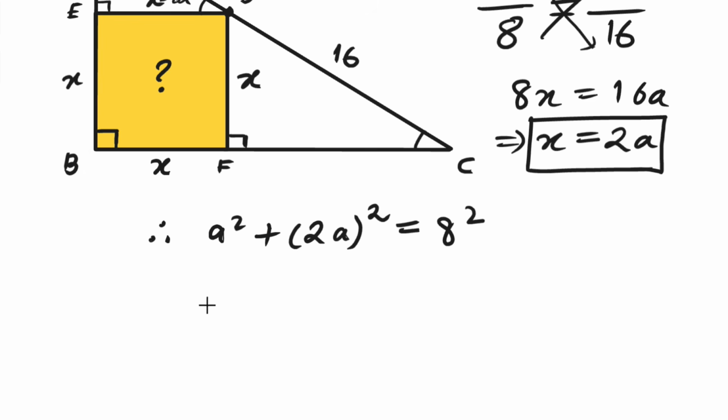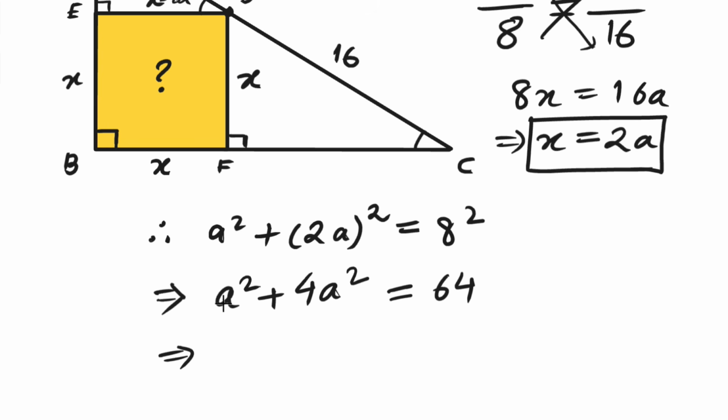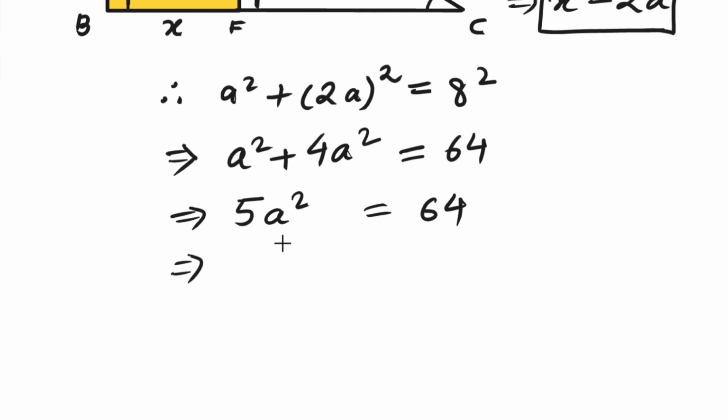Now simplify each term. The quantity 2a whole squared becomes 4a squared, and 8 squared is 64. So the equation becomes a squared plus 4a squared equals 64. Combine the like terms on the left side. 1a squared plus 4a squared gives us 5a squared. So we have 5a squared equals 64. Now divide both sides by 5 to isolate a squared, giving us a squared equals 64 divided by 5.